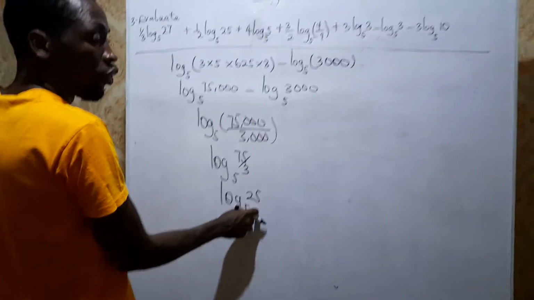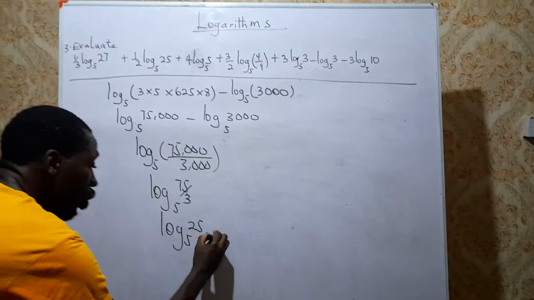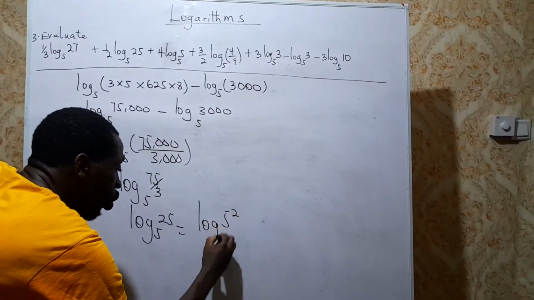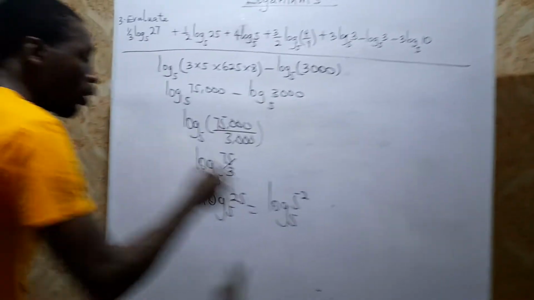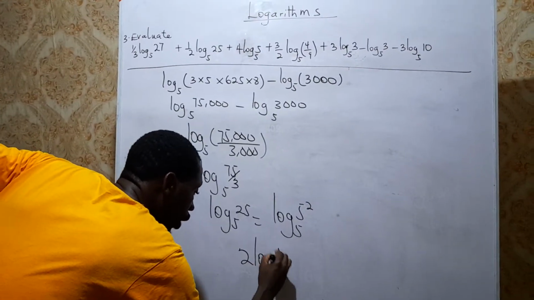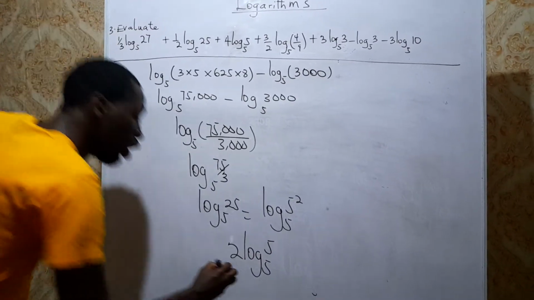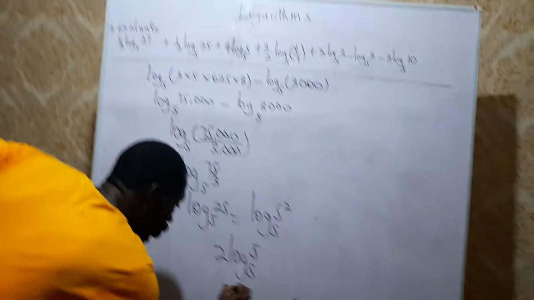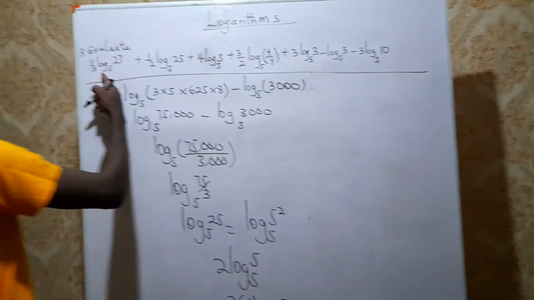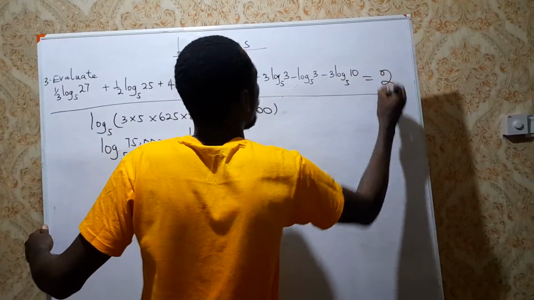So you can change 25 to have a base of 5. This will be equal to log 5 exponent 2 base 5. We can drop off this 2 to have 2 log 5 base 5. See, a log to the same base is 1. So the whole of that is 1. So we have 2 times 1, and the answer is 2. So we can say that the answer to our question is nothing but 2.